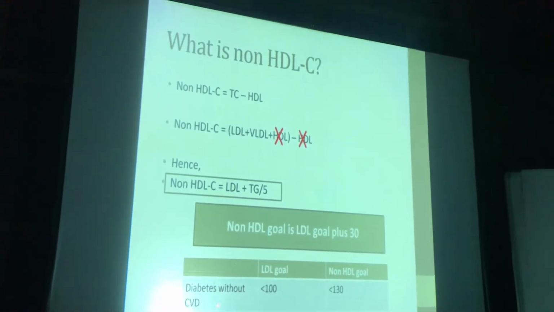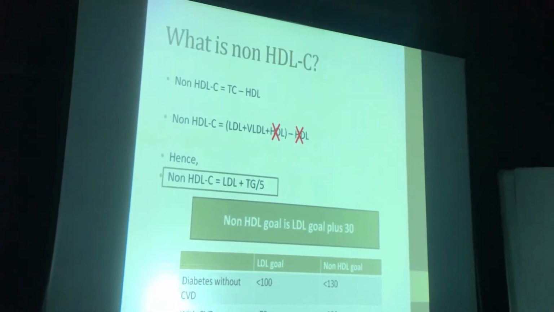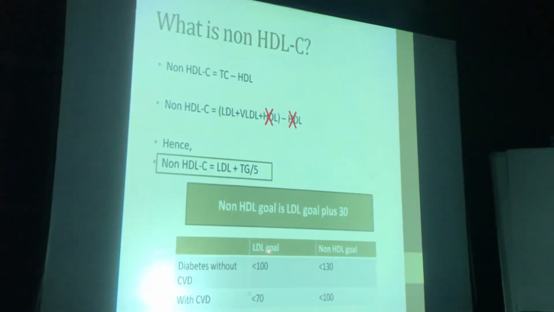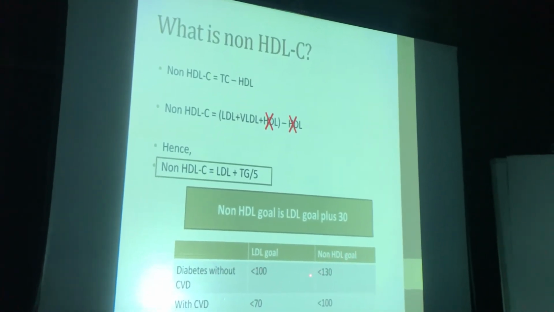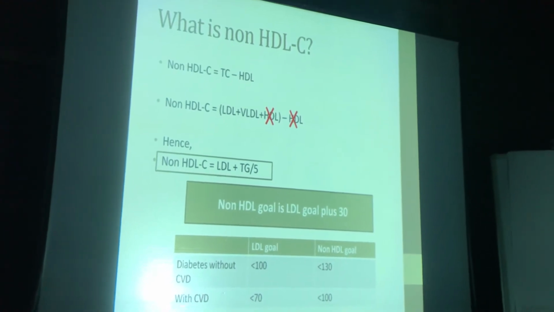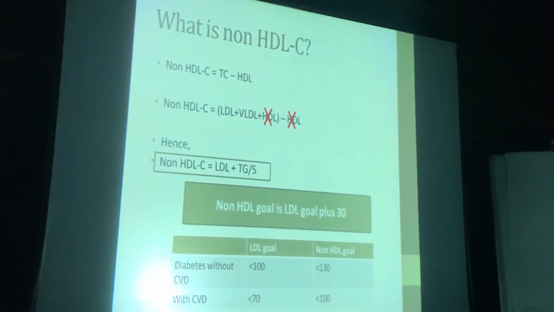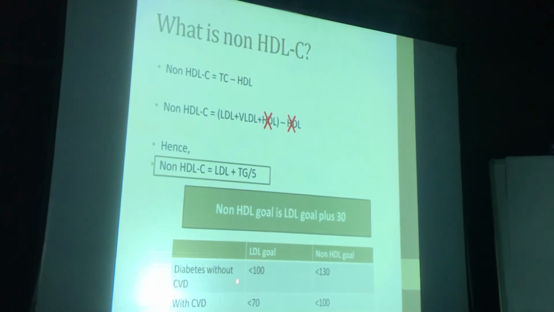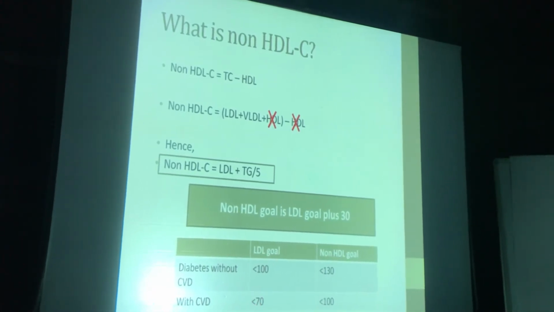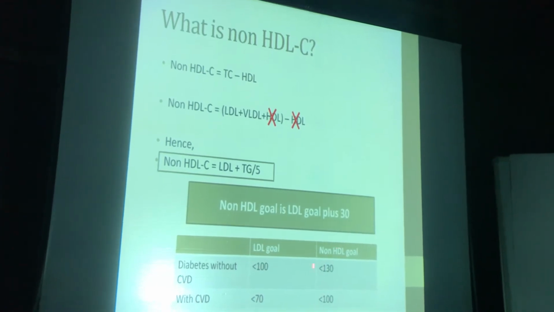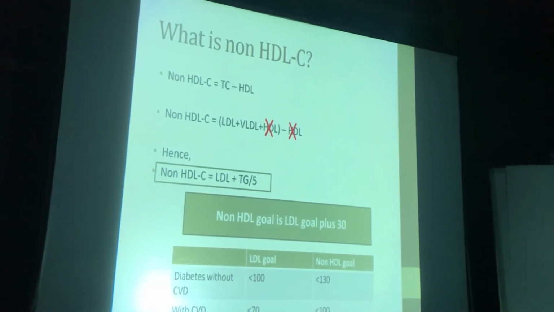So in diabetes without cardiovascular risk, we accept that the LDL goal is less than 100 and the non-HDL would be around 130. But if cardiovascular disease has set in, then we prefer to keep the LDL cholesterol on the lower side, about 70 milligrams, and the non-HDL cholesterol would be less than 100 milligrams.